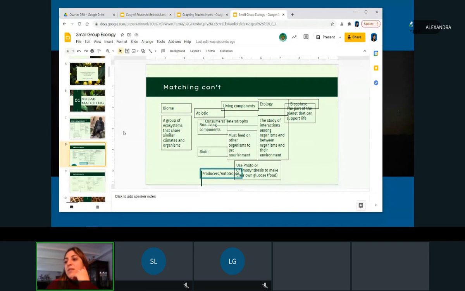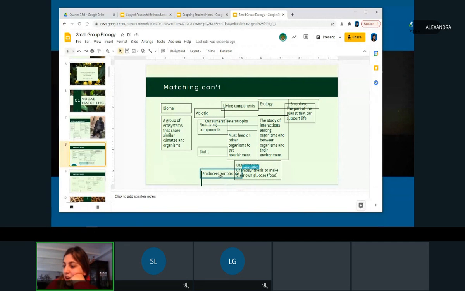Okay, so we've got biome, which is a group of ecosystems that share similar climates and organisms. Great. Ecology, the study of interactions among organisms and between organisms and their environment. Good. And then I'm getting a little confused.